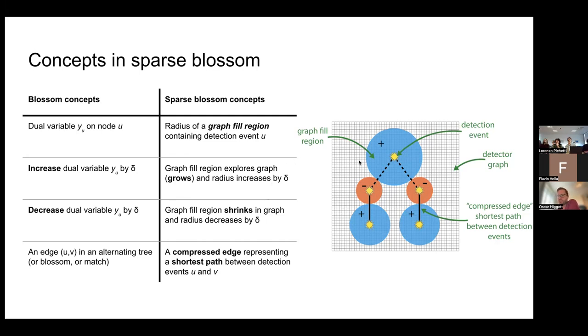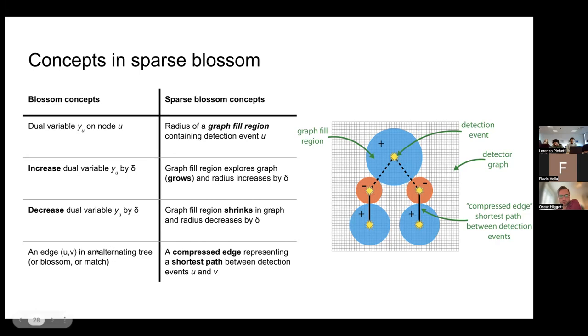So this corresponds to literally exploring the detector graph with a region centered on a detection event, or a set of detection events comprising a blossom, which I haven't defined. But yeah, decreasing a dual variable in the original blossom algorithm corresponds to shrinking a graph region. So this red region here corresponds to a shrinking region. And so it's essentially shrinking an exploratory region by some amount delta.